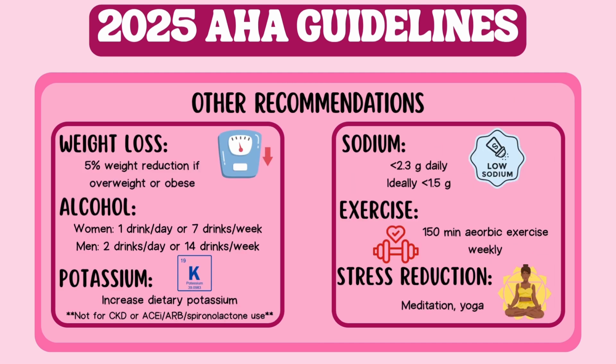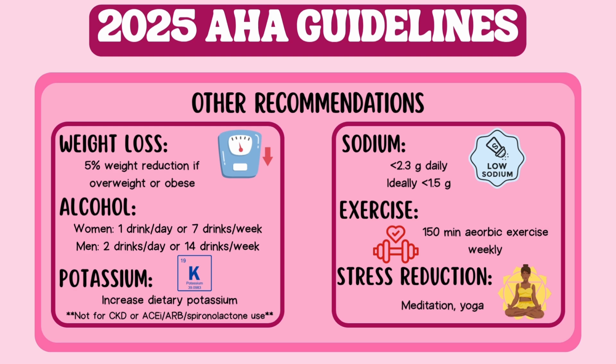Some other recommendations made by the AHA in order to help reduce hypertension include weight loss. So they recommend a 5% weight reduction for patients who are either overweight or obese. They recommend limited alcohol. So safe drinking limits, according to the AHA, are for women 1 drink per day or 7 drinks per week, and for men 2 drinks per day or 14 drinks per week. They also recommend to increase dietary potassium intake, except for patients with chronic kidney disease or patients who are on hypertensive medications or other medications that have hyperkalemia as a risk, such as ACE inhibitors, ARBs, and spironolactone.